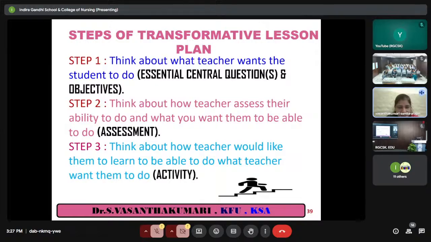And coming to step 3, think about how the teacher would like them to learn, to be able to do what the teacher wants them to do. So the teacher will not tell them what, because the objectives are based on the students' interest and context, but the teacher will have the way. The teacher will guide in such a way that the students understand what is required. So that is the action, that is the activity.